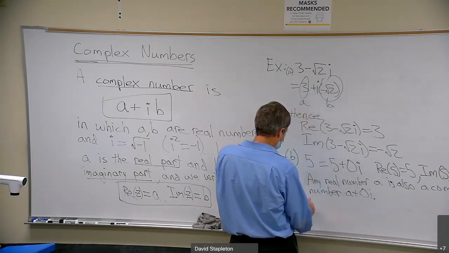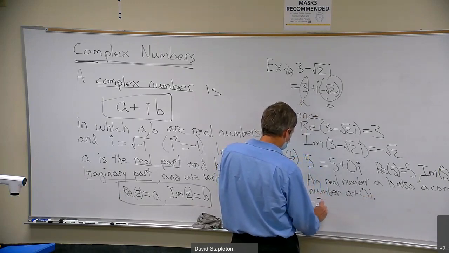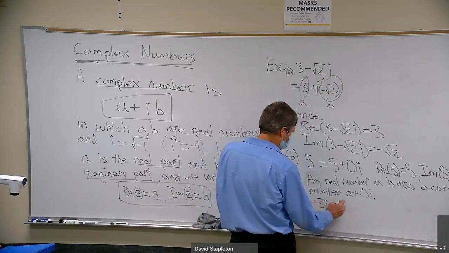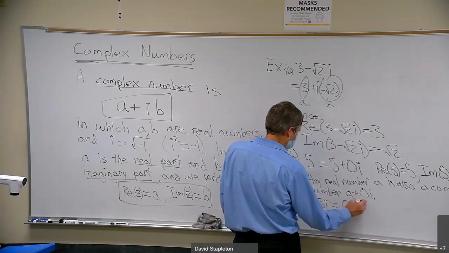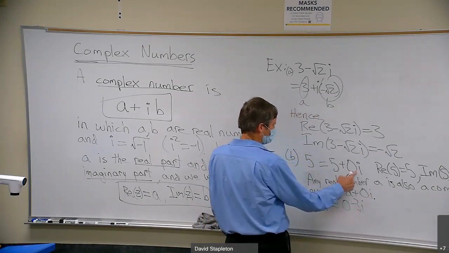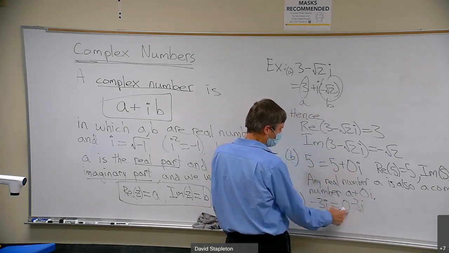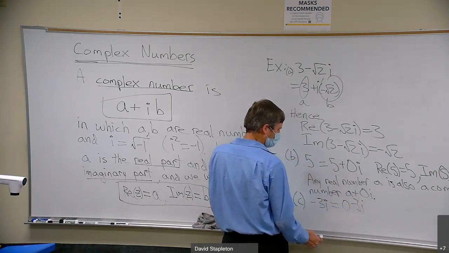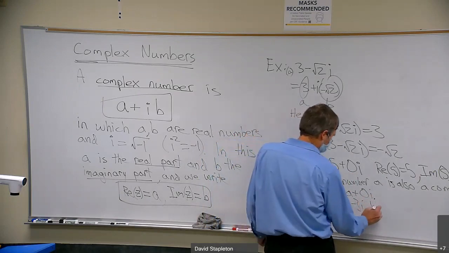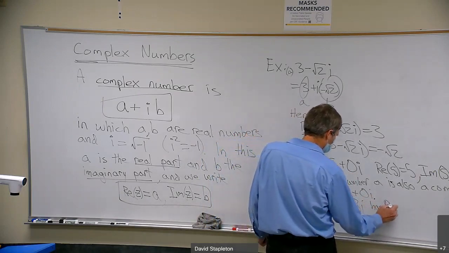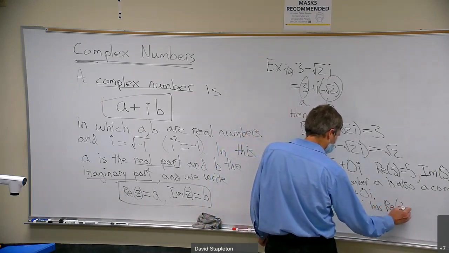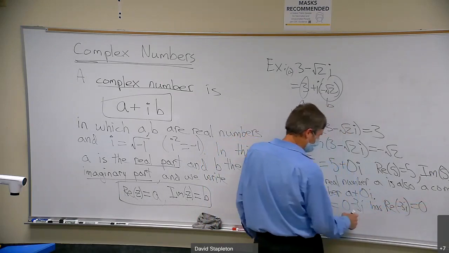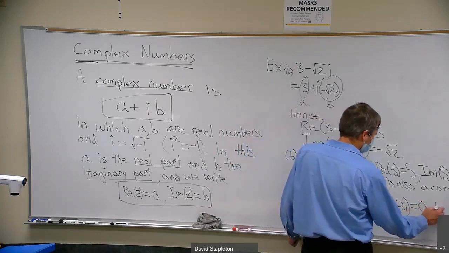Also, we can do something like this, minus 3i. We can think of this as 0 minus 3i. And if the imaginary part is 0, we call it a real number. Similarly, if the real part is 0, we call it a pure imaginary number. This one has real part 0, since minus 3i is this number 0 minus 3i. The imaginary part, whatever multiplies i, is minus 3.